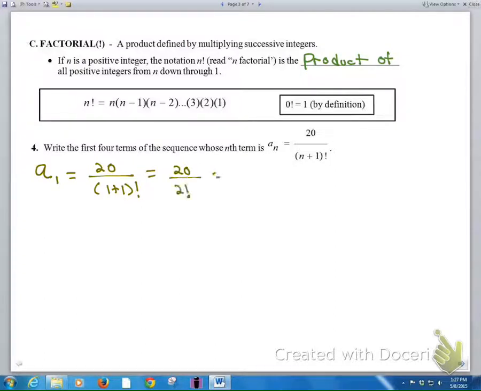220 over 2 factorial. 2 factorial is 2 times 1, and that's just 2. So 20 over 2 is just 10. So a sub 2, and this is back to an explicit formula, not a recursive, where you just plug in 1 to get the first term, 2 to get the second term, and so on.